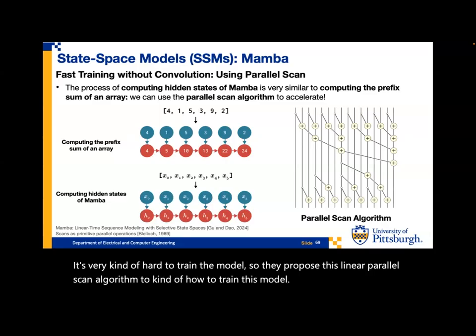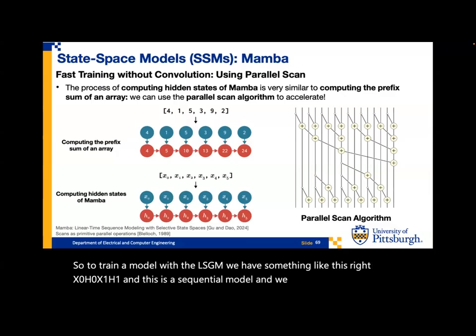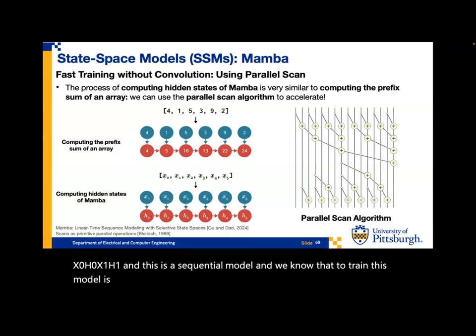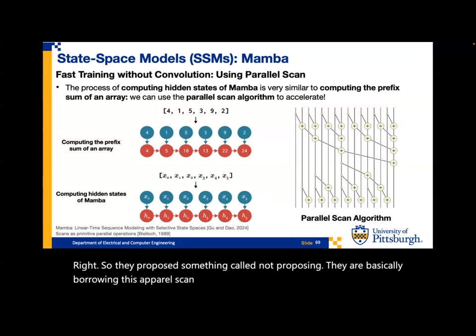To train a model like an LSTM, we have something like this, right? X0, H0, X1, H1. And this is a sequential model. We know that training this model is actually quite time consuming, right? So they are basically borrowing this parallel scan algorithm from a really old paper. So the parallel scan idea is this.